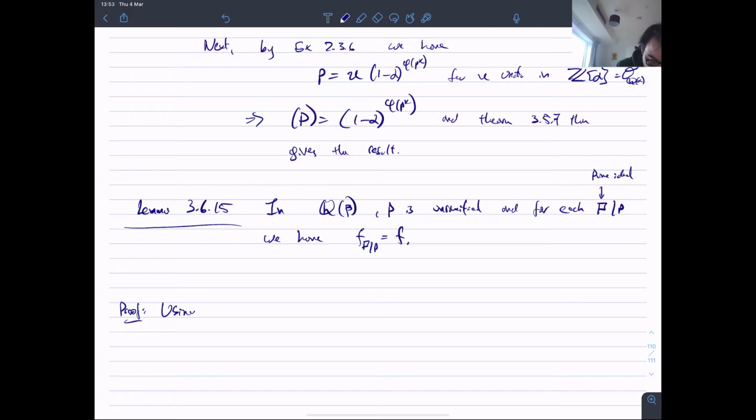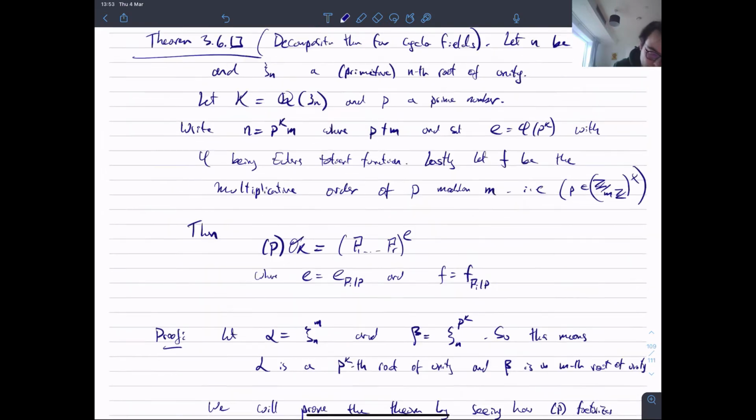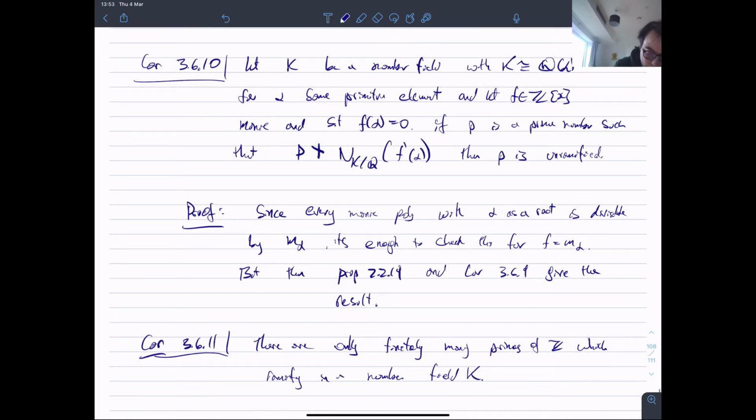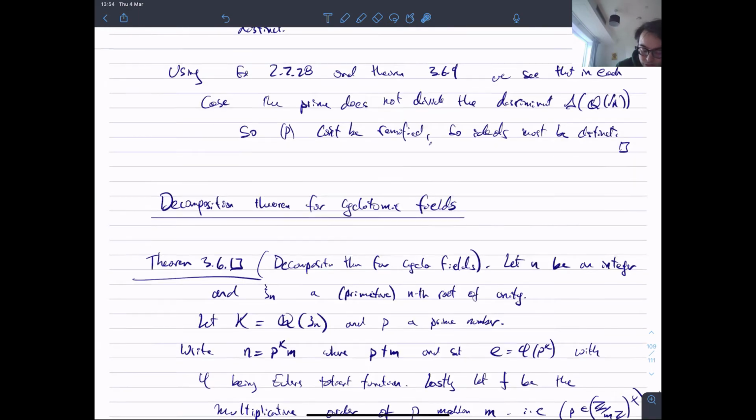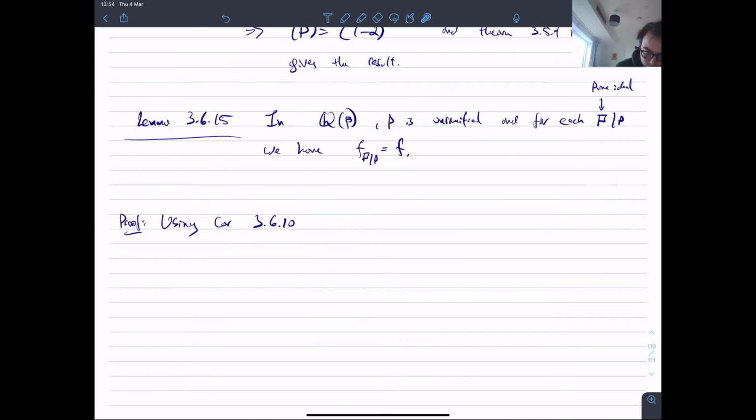So start by using Corollary 3.6.10, which told us about, let's go back and show you it. This corollary here said that if I have some root alpha of some polynomial, and P didn't divide the norm of the derivative of alpha, then P had to be unramified. So I'm going to use this corollary to check the first statement, that the prime is unramified.